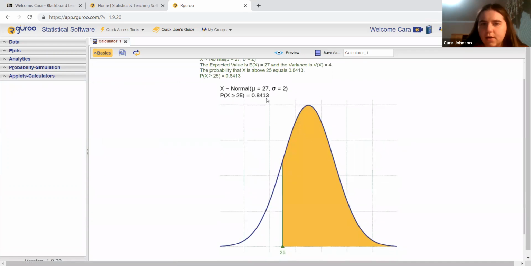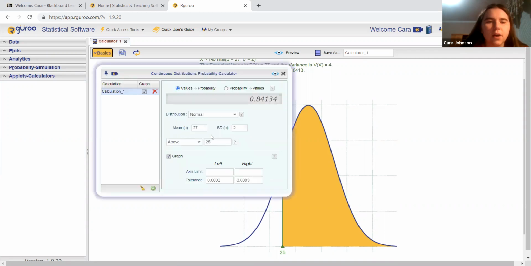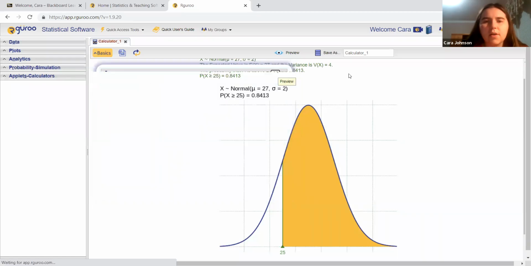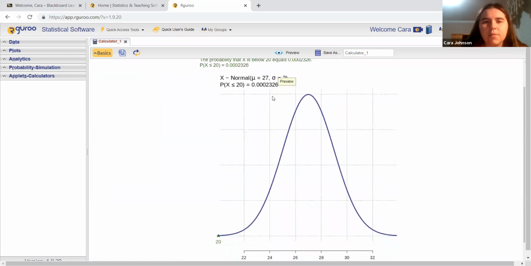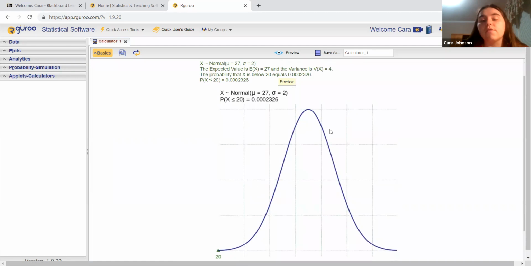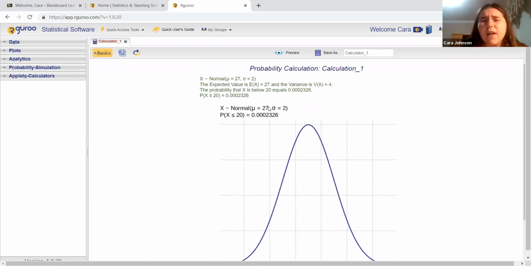There's our probability. And then finding the probability of a football player being no more than 20. So that's going to be below 20. Hit the eyeball. There's our probability, 0.0002. And then the graph also helps you confirm that what you did is correct, and you can also see it here in inequality notation. So that's the one direction.